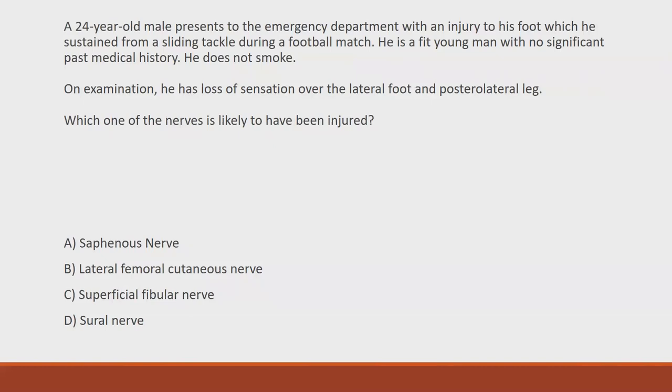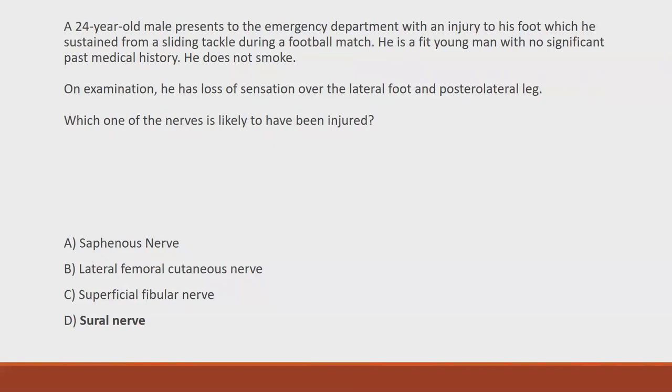Anyone else want to try it? Okay, getting a lot of different answers here. The answer is your sural nerve. So it's your lateral foot and the posterior lateral leg, yeah? So it's all lateral. A lot of people said saphenous nerve.